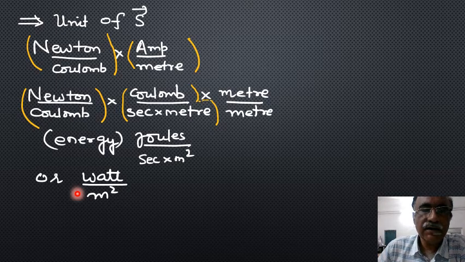So Poynting's vector has the unit of the power radiated per unit area. So this is an important quantity. It is not just the power, but it is the power radiated per unit area.